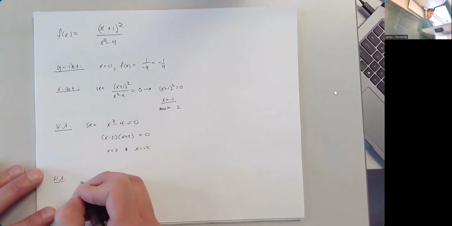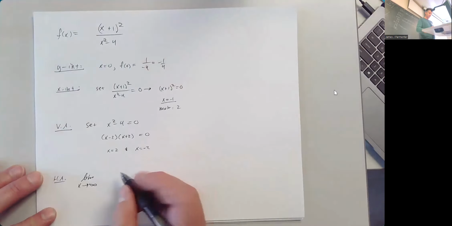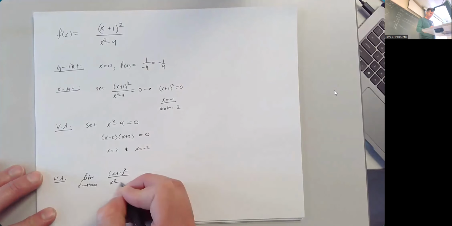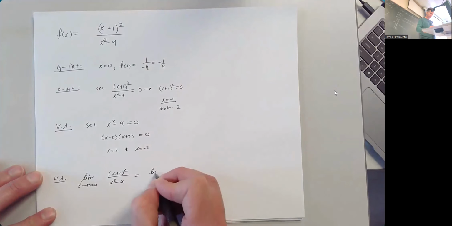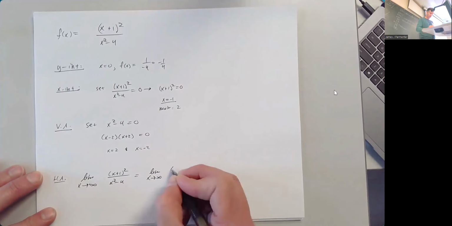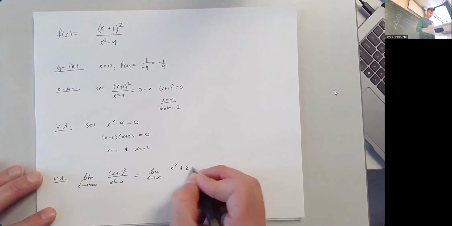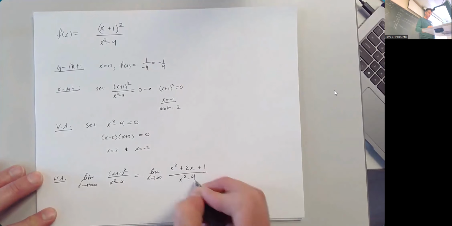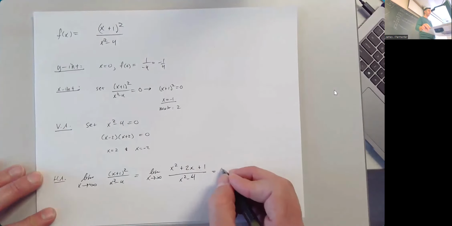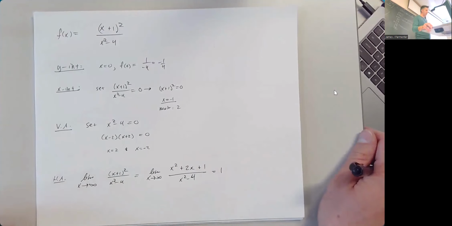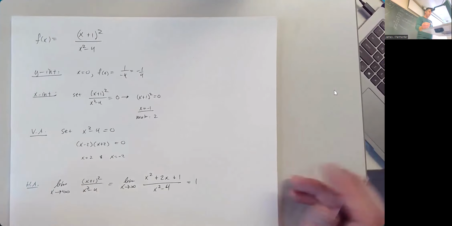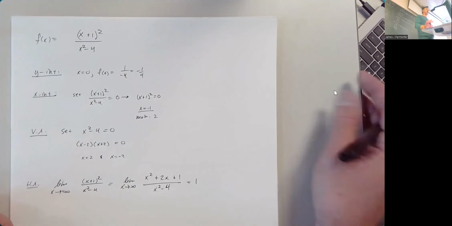To find the horizontal asymptote, I would multiply it out. X plus 1 squared multiplies out as x squared plus 2x plus 1 over x squared minus 4, and the limit as x goes to infinity is x squared plus x plus 1. And so my limit here ends up being 1 divided by 1, which is 1. So there's all of the information at our fingertips. So here's how I'm going to graph this thing without making a sign chart.